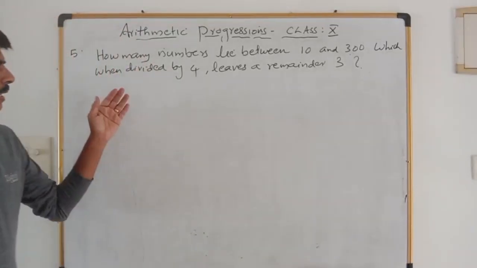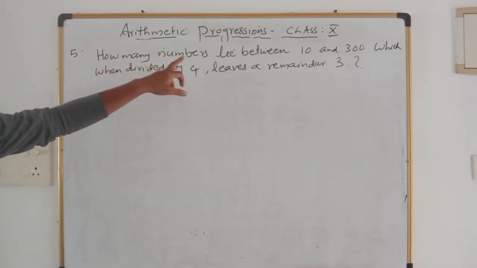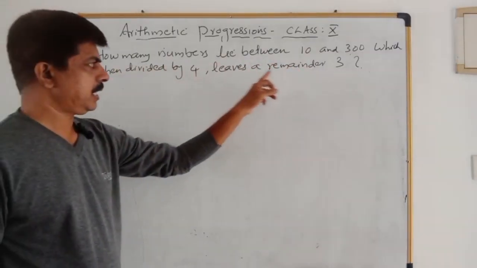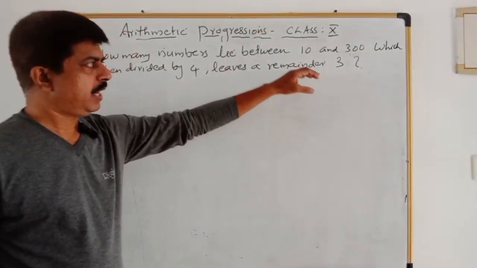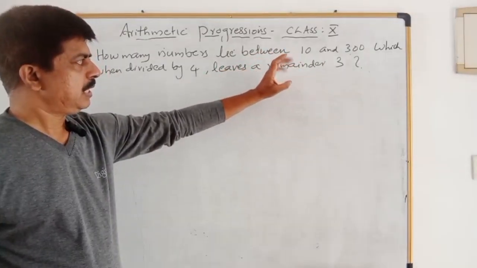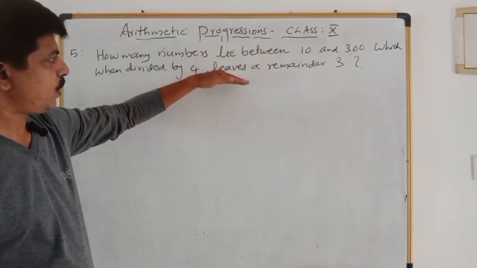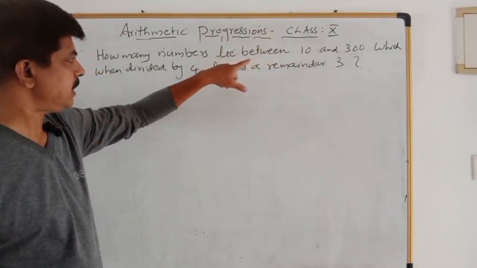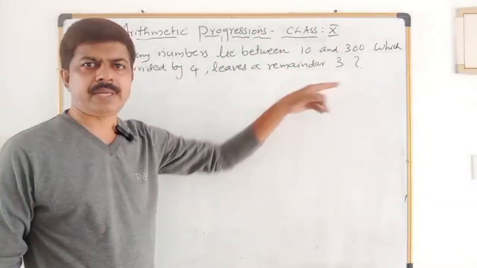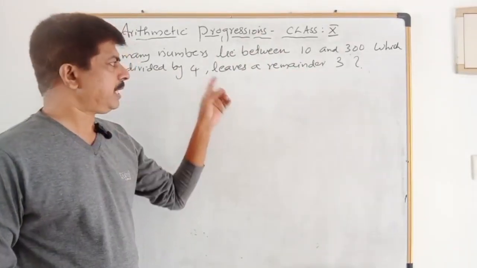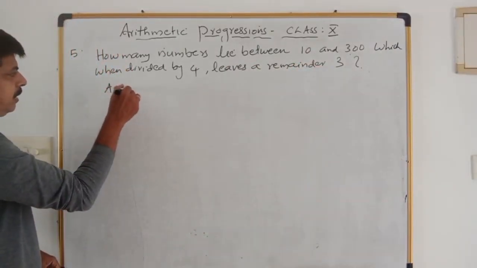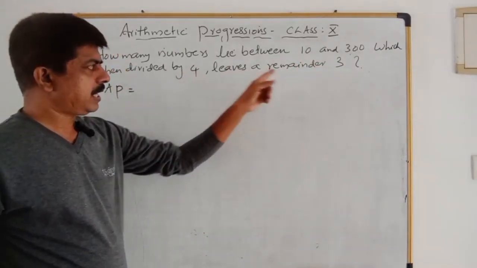Now let us have a look at the fifth question. How many numbers lie between 10 and 300 which, when divided by 4, leave a remainder 3? We have to form an AP, and in that AP we should write the numbers which, when divided by 4, leave a remainder 3. They are not completely divisible by 4. The numbers which you write in the AP, when divided by 4, leave a remainder 3.